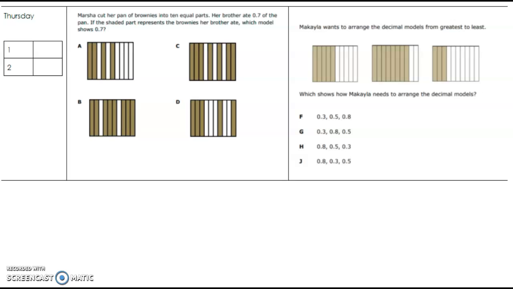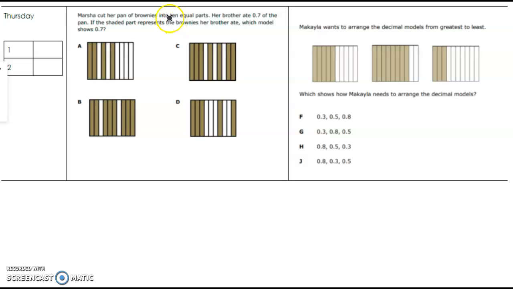Okay, I'm going to explain how to solve Thursday's morning work. So first, let's read the question. It says, Marcia cut her pan of brownies into 10 equal parts. Her brother ate 7/10 of the pan. If the shaded part represents the brownies her brother ate, which model shows 7/10?